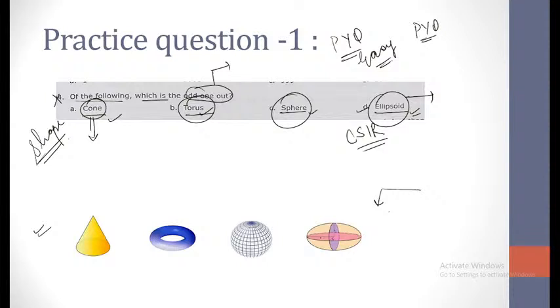Yes, everyone. The question is very, very simple. All you have to do is read the question carefully, look at the images given to you, and get the answer.